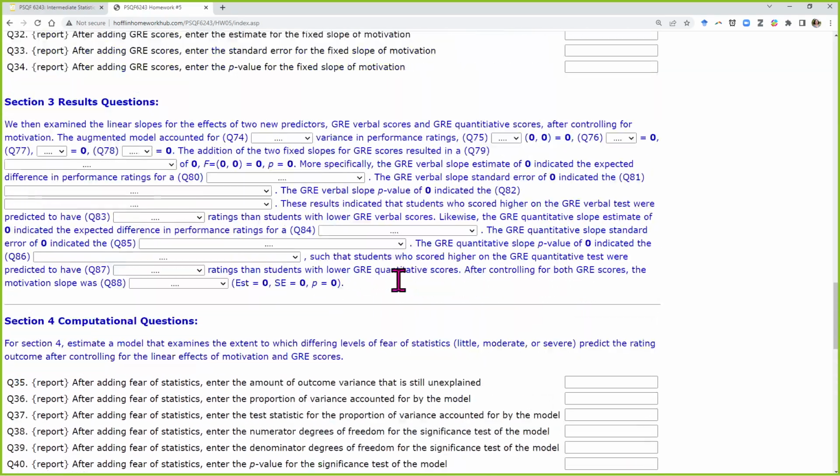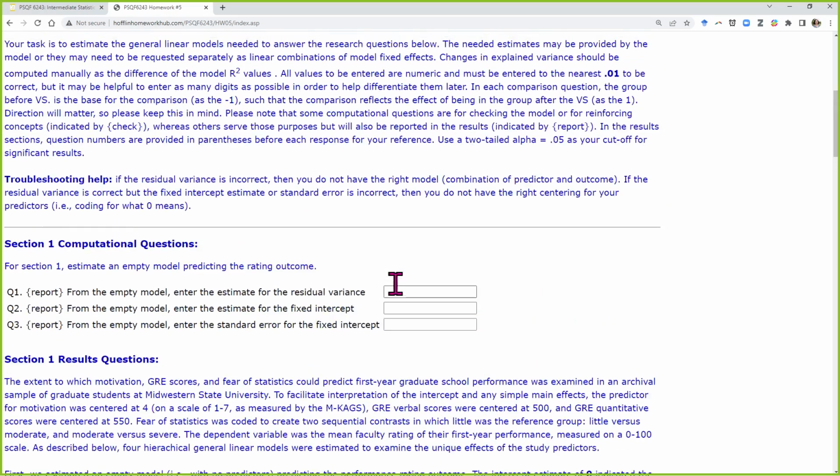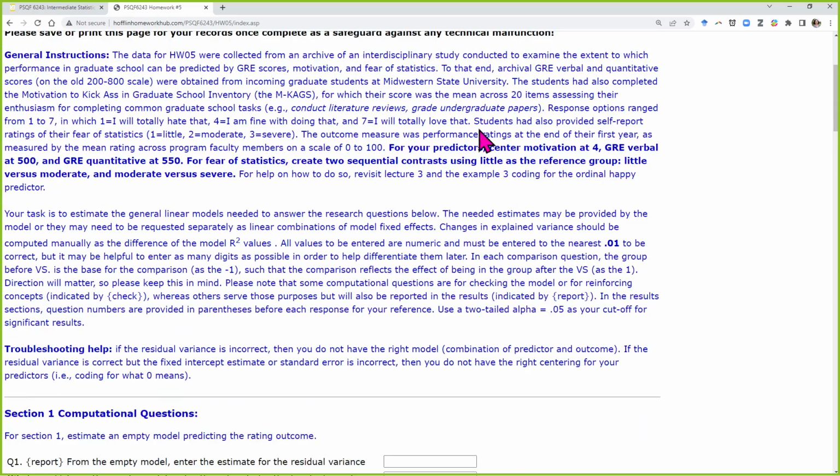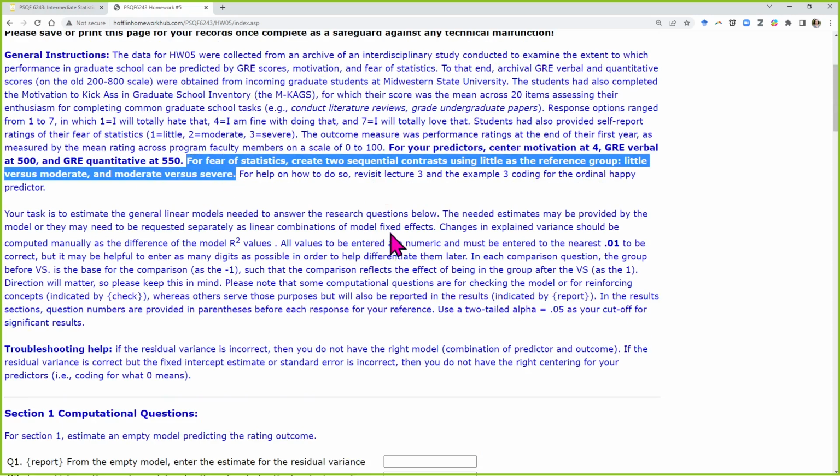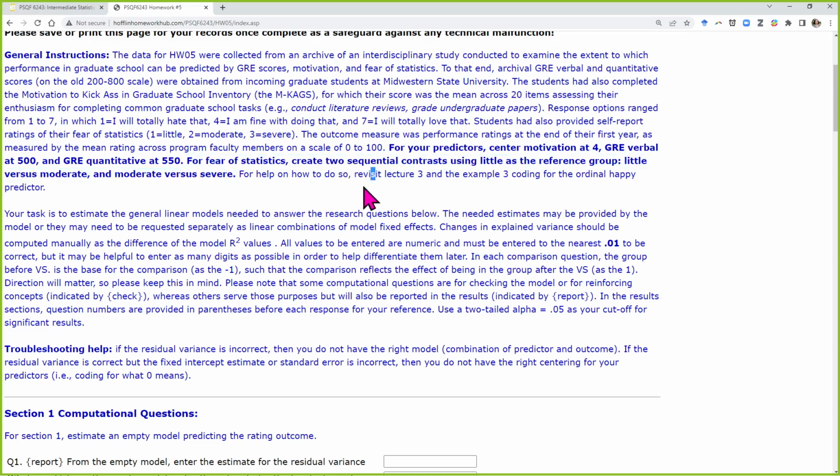So in this homework, I asked you to do sequential coding. For fear of statistics, create 2 sequential contrasts using little as the reference group. So little versus moderate and moderate versus severe. So under this coding scheme, the slopes indicate adjacent differences instead of differences relative to a single reference group. So you had to do this for the mom ed variable in homework 4.